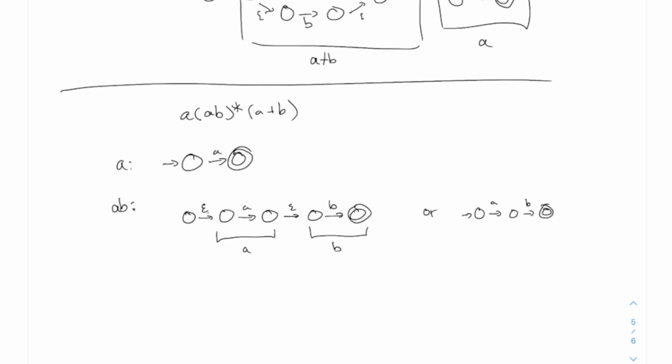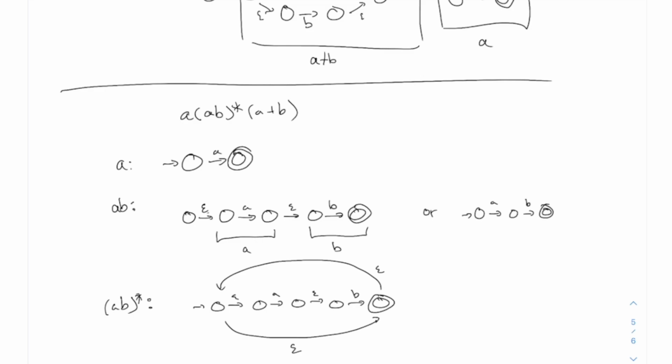Now, what I'm trying to build up to has an AB star in it. So let's try to do AB star. What would that be? Well, it would be this or this one, but wrapped in those cyclical epsilons. That's how you do the star. So I'll use the more complicated looking one. All right, that is AB, and then to star it, you put an epsilon going back from the end to the beginning, and you also put an epsilon going from the beginning to the end. So that is AB star.